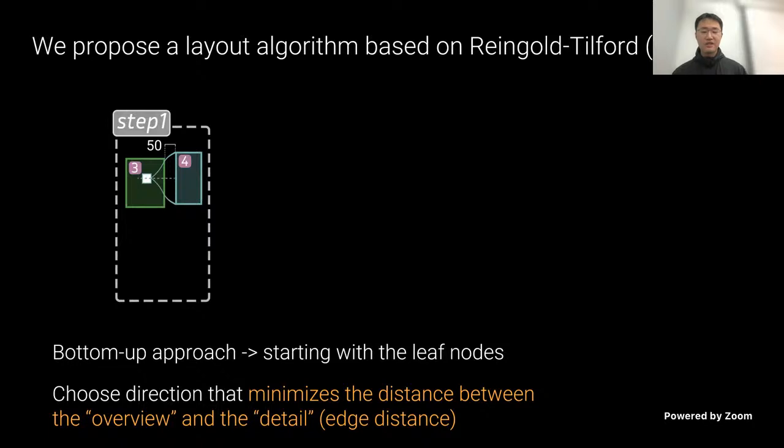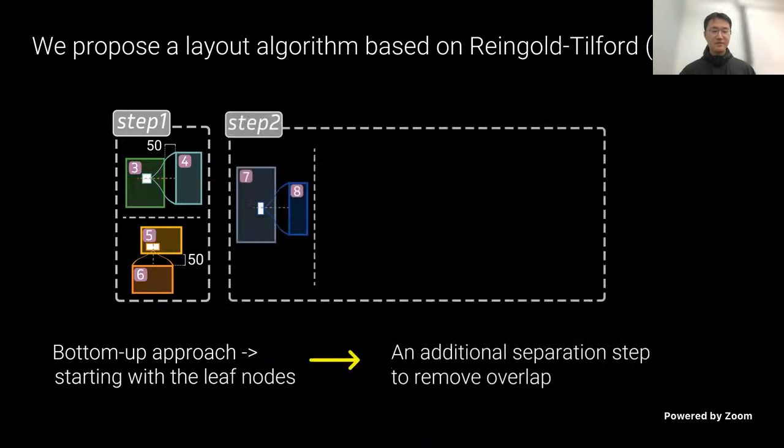In step 1, the two pairs of nodes are arranged left-right and top-down separately, as this minimizes the distance between the overview and the detail. The child box is also placed beneath the inner node rather than at the center of the parent node, which also contributes to reducing the edge distance. This process is repeated at each step if there is any overlap.